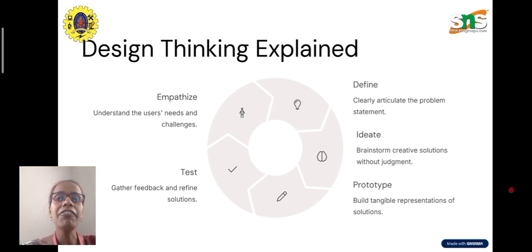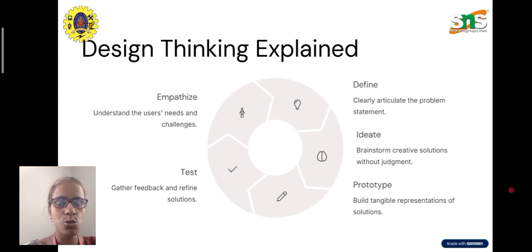After empathizing, we need to define the problem statement. We'll have a lot of problems, so we need to narrow down the problem statement and clearly articulate it. That is the define part. Now that we have the problem statement, the next step is ideate. We need to ideate ideas or solutions. We'll have a lot of ideas, and from that we are going to choose the optimized solution which is suitable for the world.